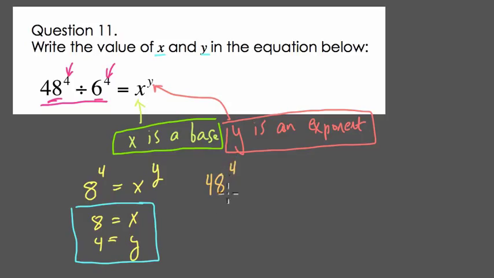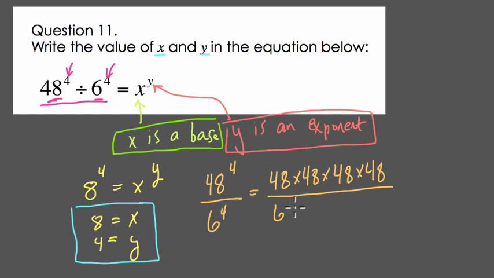48 to the 4th. What is that? Well, it's a big number, divided by 6 to the 4th. As a fraction, we could write it this way. One way to think about it that I would use is that 48 to the 4th means 48 times 48 times 48 times 48 over 6 times 6 times 6 times 6.